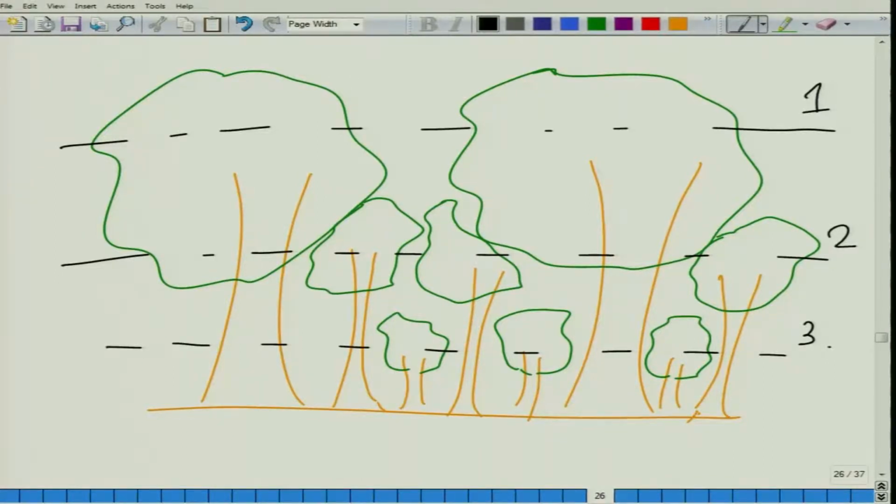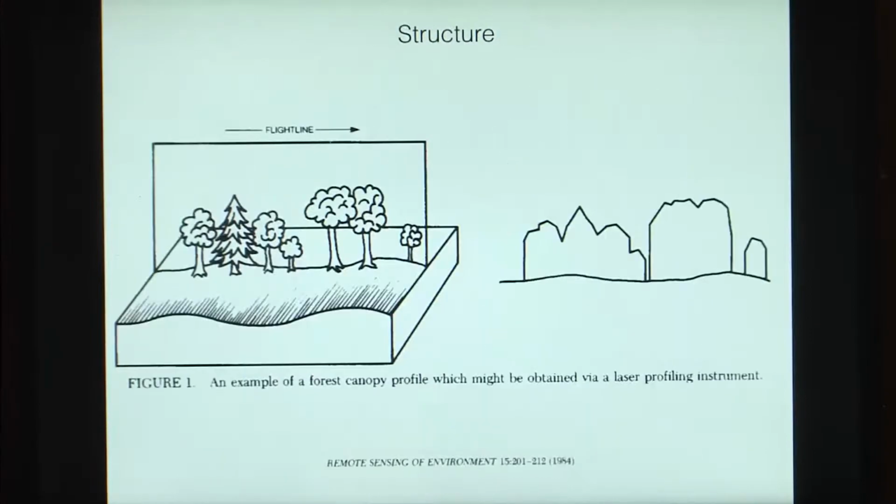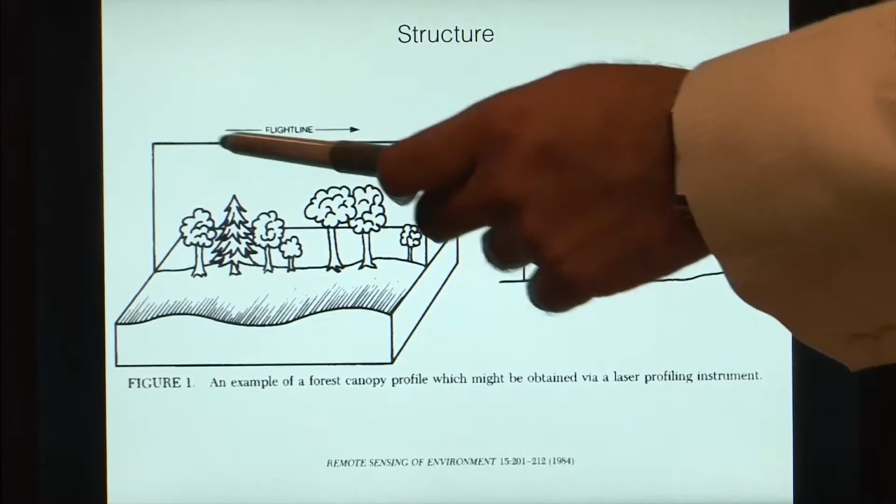Now coming back to the slide, here we are seeing a number of canopy layers at different heights. To study these canopy layers, we could look at the structure of the forest. The structure of the forest can be very easily ascertained by using lidar. For example, here we are seeing a canopy profile. So you have this as the plane of scanning.